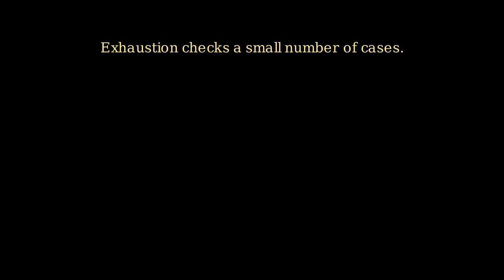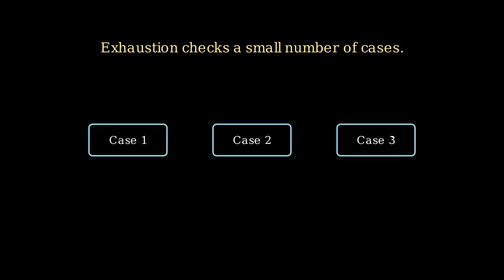Proof by exhaustion checks every single possible case when there are only a small finite number of them. If the statement holds in every case with no exceptions, there is nowhere left for a counterexample to hide, so it is proven for all cases at once. Let's prove that for any whole number, n squared, when divided by 3, always leaves a remainder of 0 or 1, never 2. Since remainders on division by 3 only come in 3 flavors, we only need to check n leaves remainder 0, remainder 1, or remainder 2.